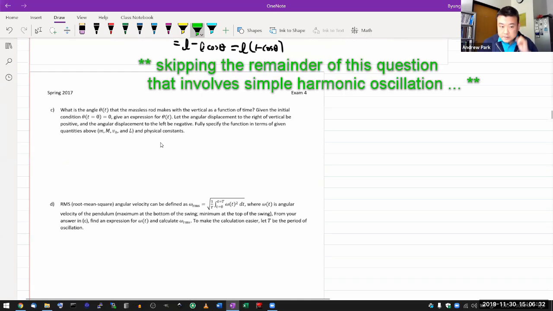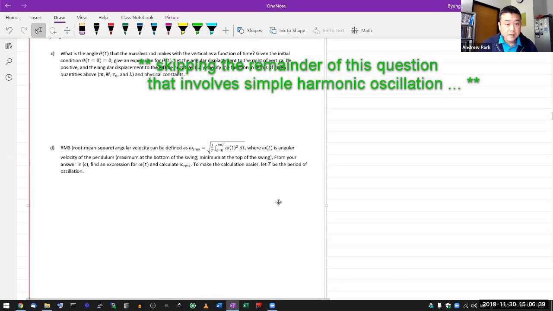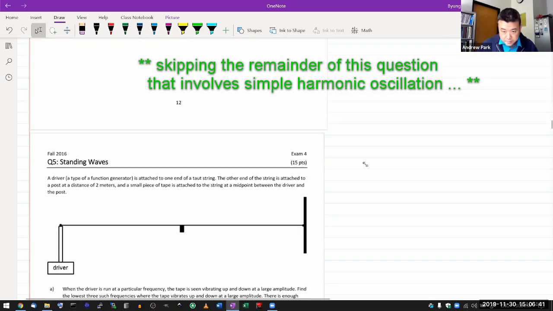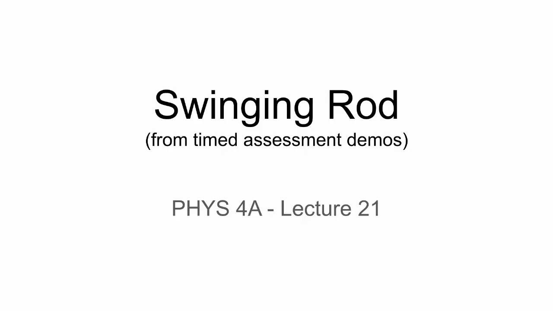Okay, continuing, part C. It's asking what is the angle theta. And let me just expand this a little bit.